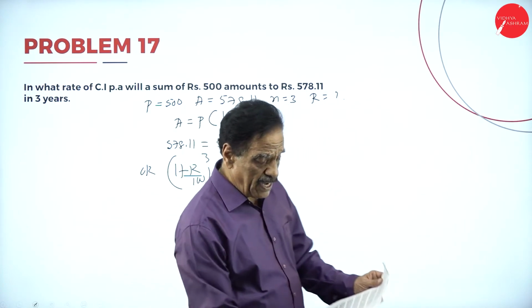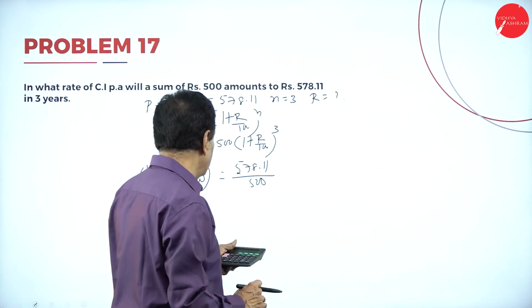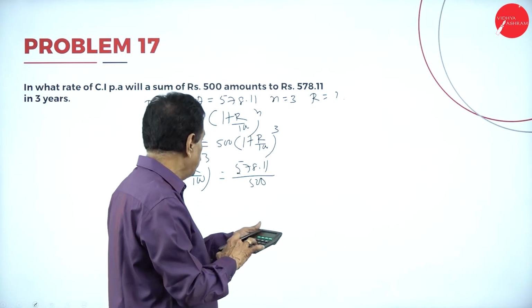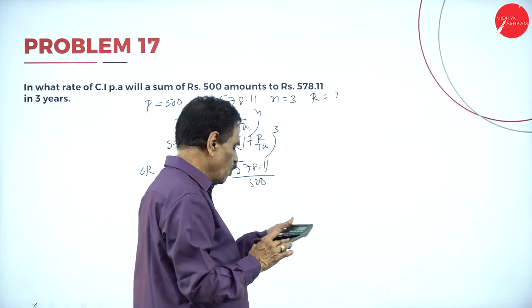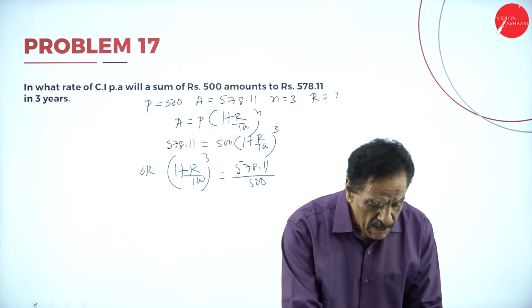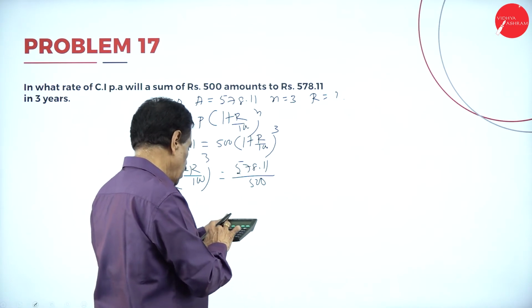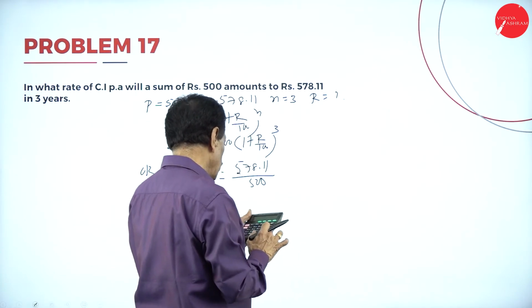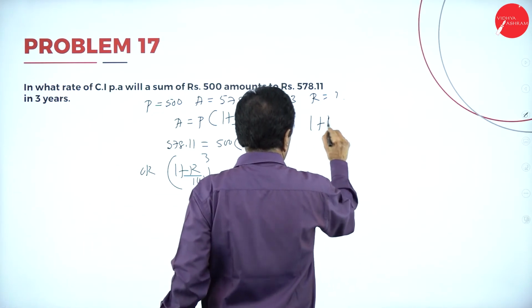I am utilizing the logarithm table. 578.11 divided by 500 is 1.15622. So (1 plus R over 100) to the power of 3 is 1.15622.